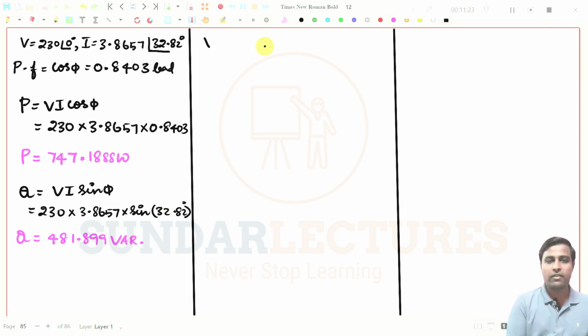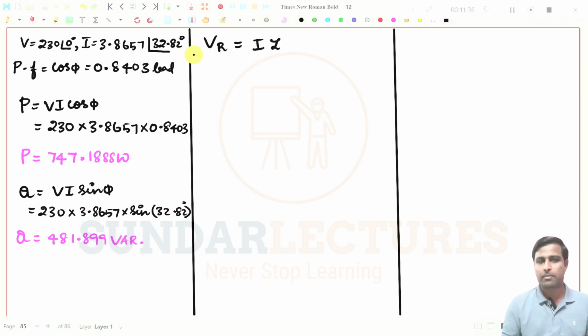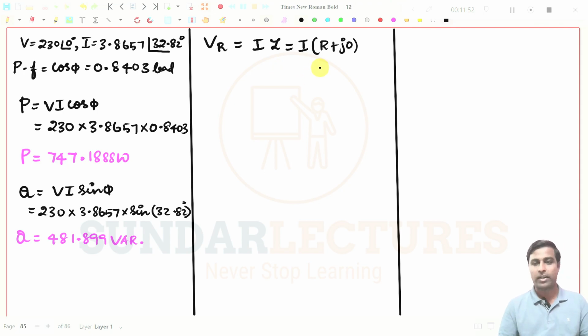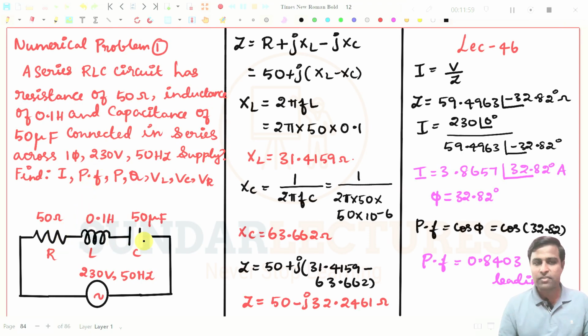So first of all, we need to find what is VR. You can take anything, but I am just taking VR. So this will be I into Z. I'm just writing it as Z so that you can easily understand this one. So here, I into R plus j0. I just want to get the value of voltage across the resistor, only resistor, so I'm not going to consider the other value.